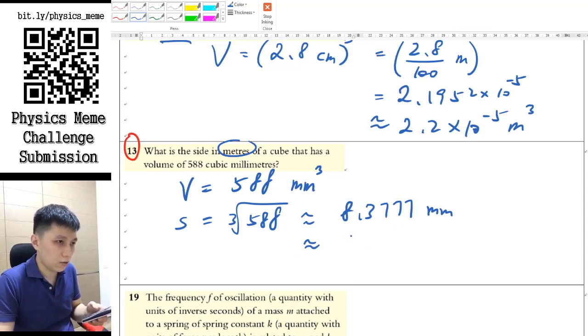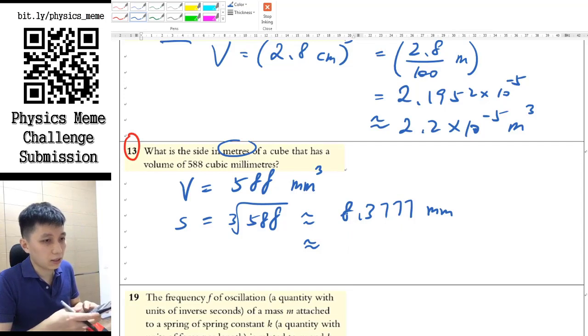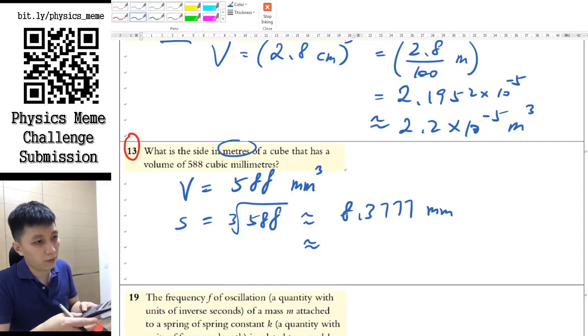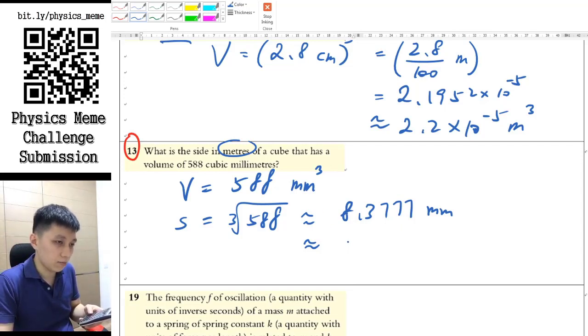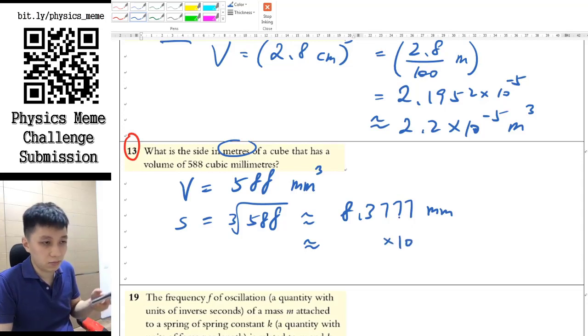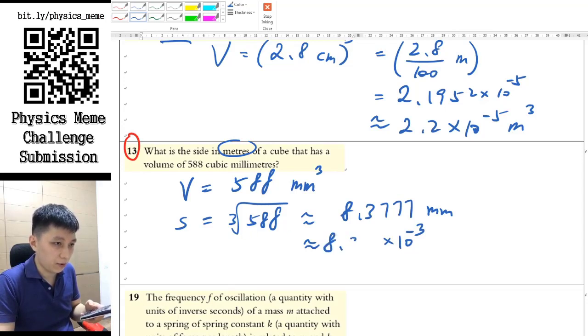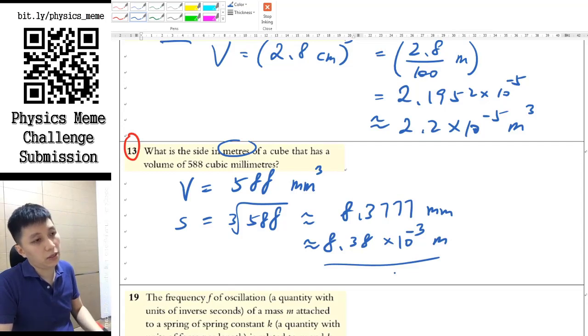And then you have to change it to meter. So in that case you have to divide it by 1,000. So simply that will be 10 to the power of -3. And because you take 3 sig fig, that would be 8.38. Okay, so that will simply be the answer.